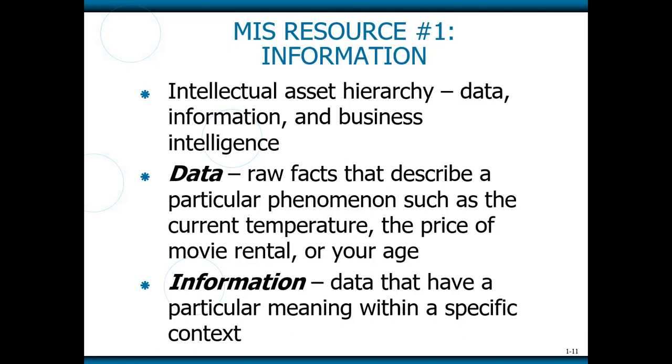Data is a raw fact that describes a particular phenomenon, such as the current temperature, the price of a movie rental, or age. His age is 15, so what? His age is 50, so what? It's pure data, it doesn't make a difference. But information is data that has a particular meaning within a specific context. For example, 5 o'clock, afternoon, the majority of people coming to the stores being 50 years old. That becomes information for you.